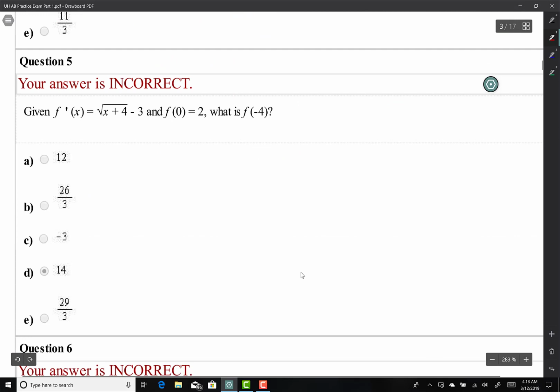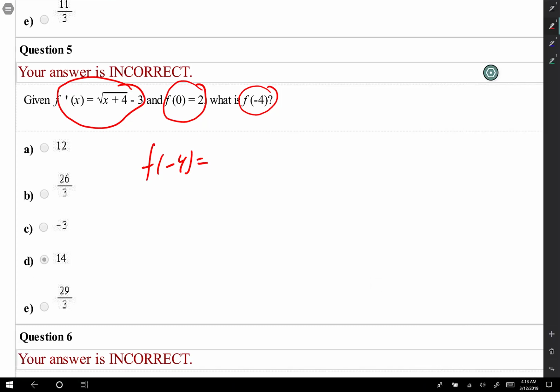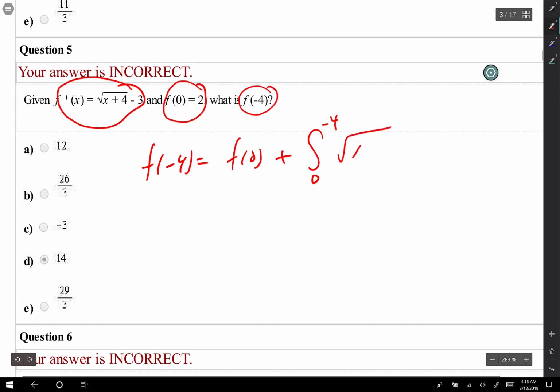Okay. Given the derivative and f of 0 equals 2, what is f of -4? So think of this as velocity. Think of this as initial position. And think of this as what's the position at -4. So f of -4 equals f of 0 plus the displacement of your velocity. So from 0 to -4 of square root of x plus 4 minus 3 dx.